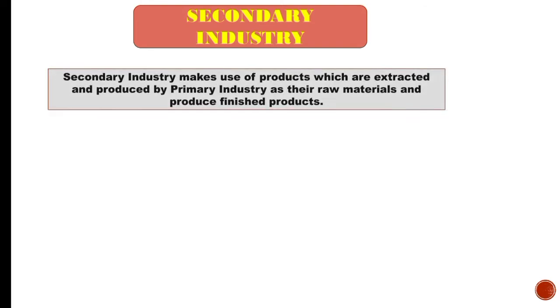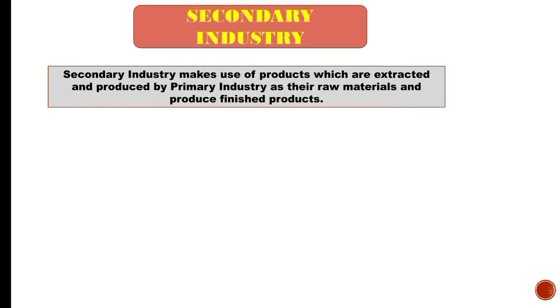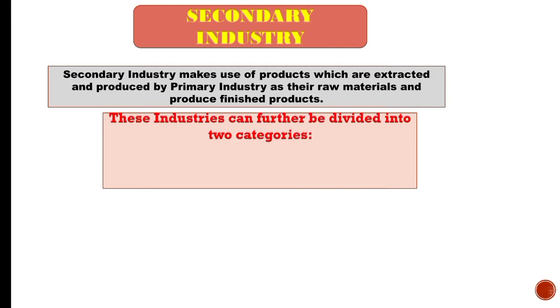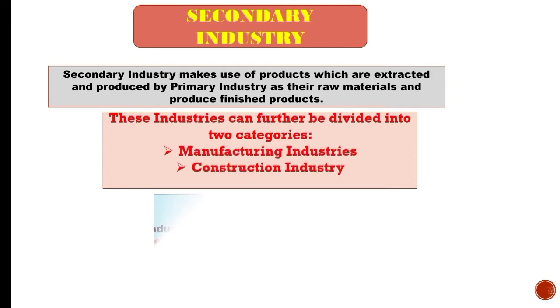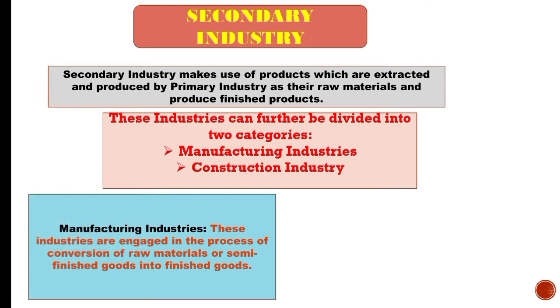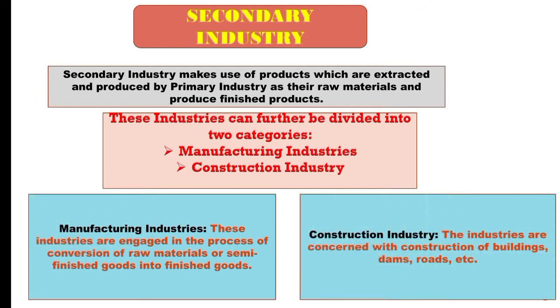Now here is the second main category of industry, which is secondary industry. So secondary industry makes use of products which are extracted and produced by primary industry as their raw materials, and then they produce finished products. So for example, mining of iron ore is done in primary industry, but steel manufacturing is done in secondary industry. So here secondary industry is also divided into two categories. First is manufacturing industries and second is construction industry.